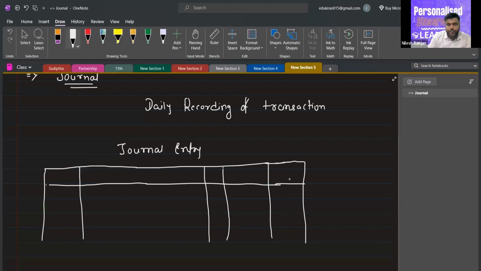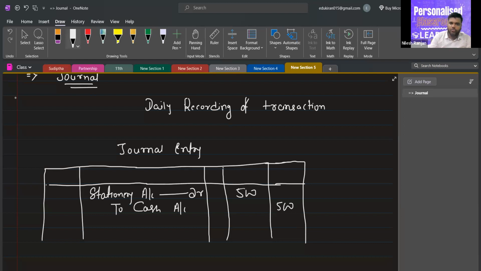Now the debit and credit will be written here. Let's say you purchase stationery, some register, a notebook, and you paid cash for it. So stationery you are receiving, so the stationery account will be debited. It will be written like this: stationery account debit. And the credit item will be written like this: to cash account. You don't have to write credit. To means it is credited. And the amount will be written here.